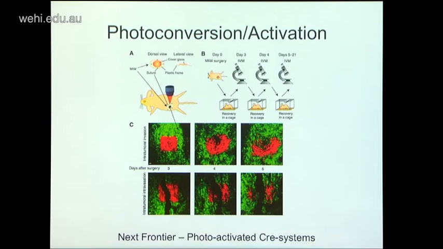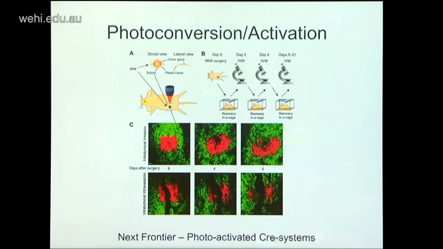So again, incorporating this day 3, 4, 5 imaging using these different types of windows, and these are mammary windows shown here, and looking at how these cells actually wrap around and they probably move into the vasculature and metastasize as well. The final frontier is actually incorporating this with photoactivatable Cre systems to turn on and off genes in specific places.